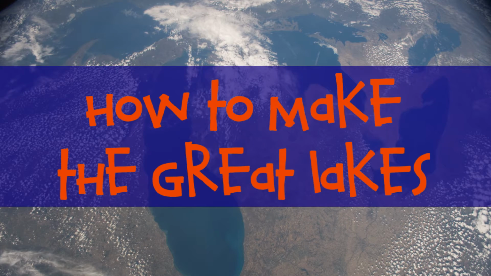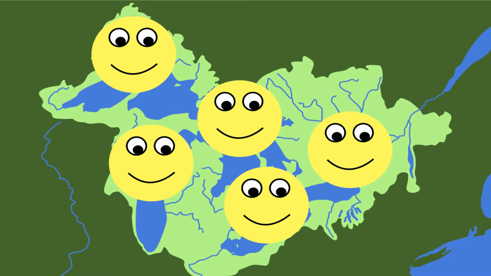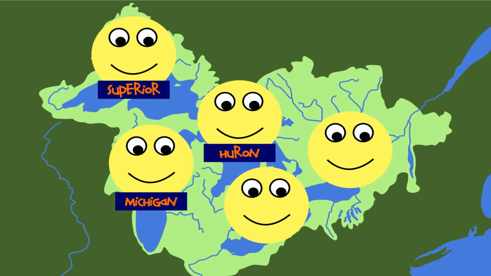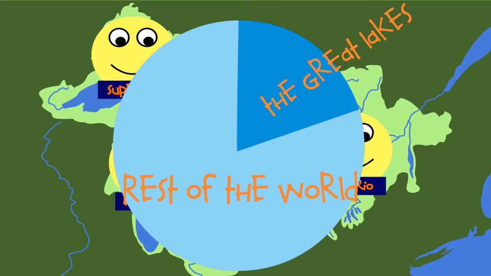In this issue, how to make the Great Lakes. Right now, the Great Lakes are pretty happy. Their names are Superior, the twins Michigan and Huron, Erie, and Ontario, and together with their relatives, the smaller lakes, rivers, and wetlands, contain a whopping 20% of the world's surface fresh water.